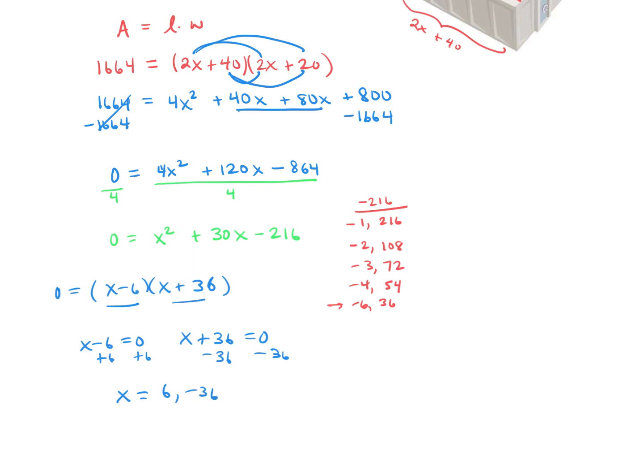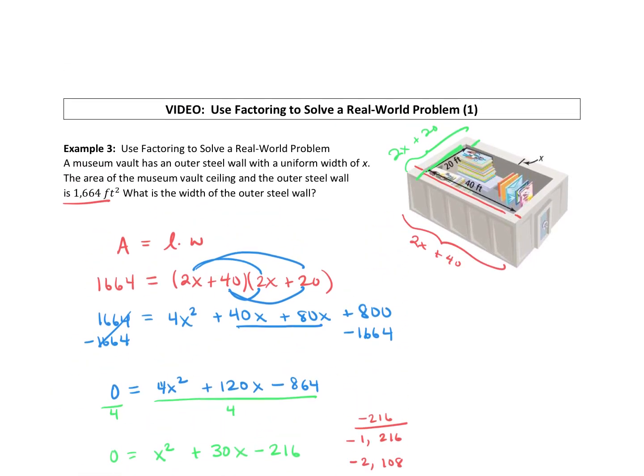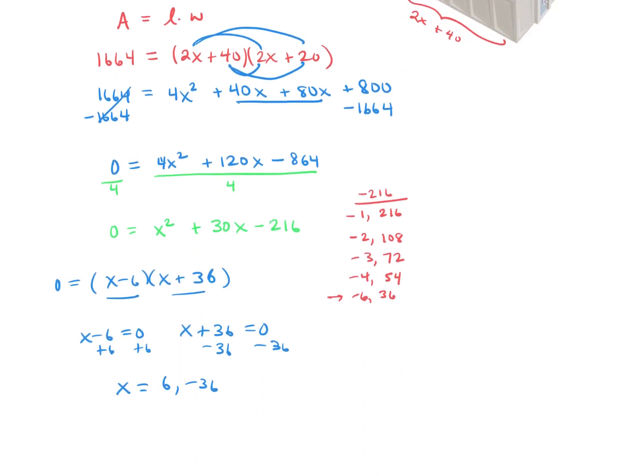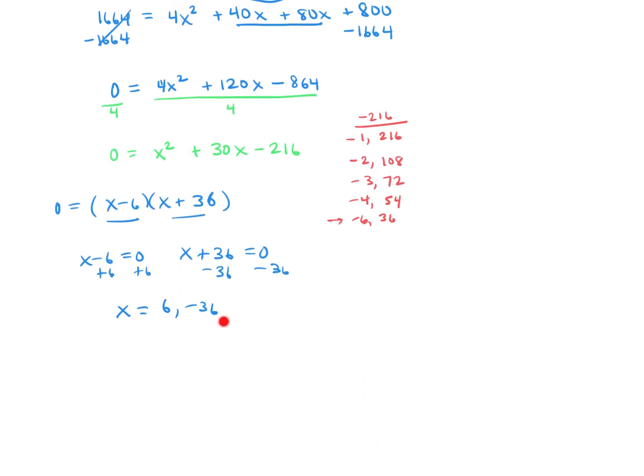Now, the thing is, when you have context to the problem, we're not talking about just a random mathematical equation. This x represents something. So we have to look at our picture. It represents the steel wall, the width of the steel wall. Do both of these answers make sense? And really, this is the one we want to focus on. Can you have a steel wall that has a measurement of negative 36 feet? No, we do not measure in negative numbers, so we're going to cross off the negative 36, and we know that x equals 6, and what that tells us is that the width of the steel wall is 6 feet.